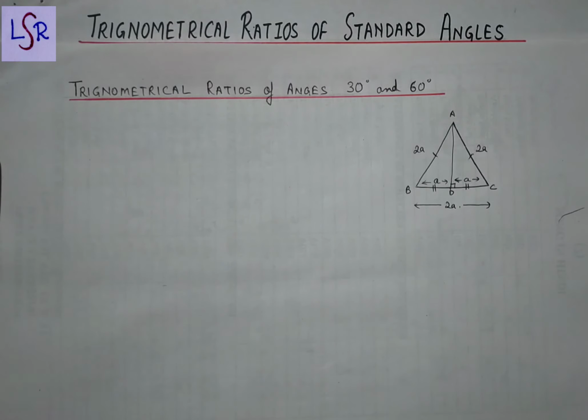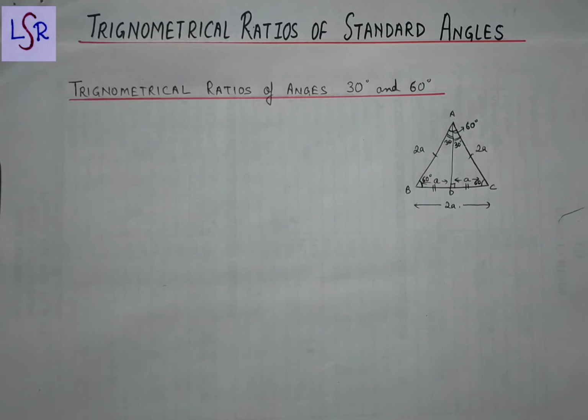Now the interior angle of the equilateral triangle is equals to 60 degree. Therefore angle A, B and C are of 60 degree each. And here AD is bisecting angle A. Therefore these two angles has 30 degree each.